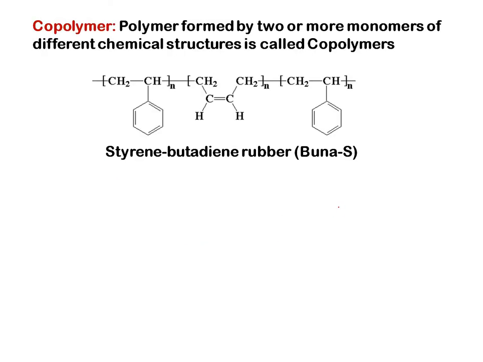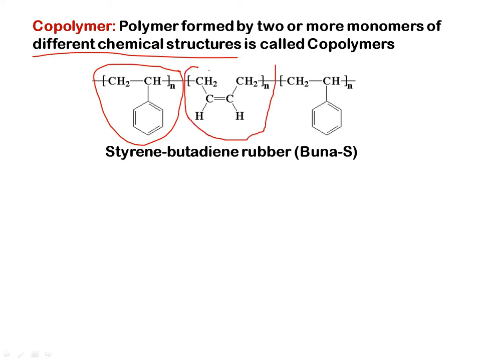Next, copolymers. Copolymers are formed by two or more monomers of different chemical structures combined to form the polymer. Here, we take styrene butadiene rubber as an example. This is a styrene monomer unit, and another monomer is the 1,3-butadiene monomer unit. In this polymer chain, we have two different monomers having different chemical structures. Such polymers are called copolymers.